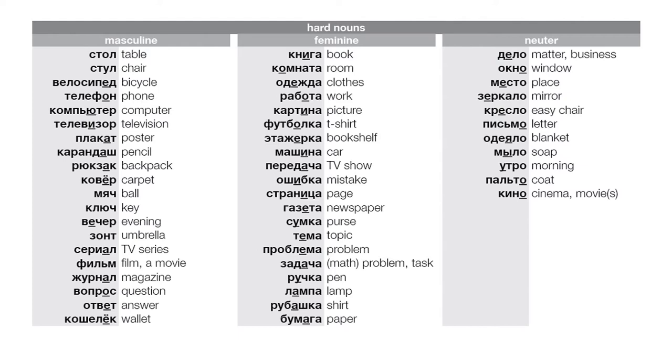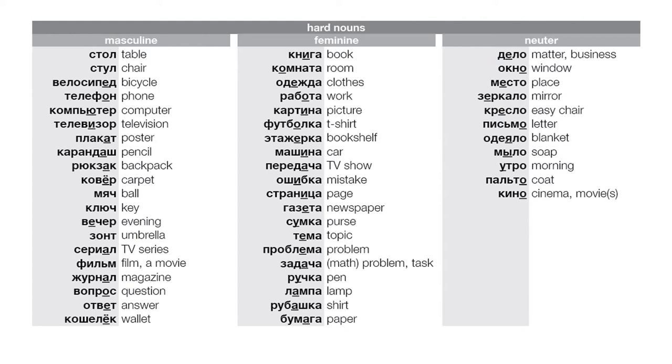Okay, a couple of other phrases. Мне надо идти. Literally, for me, necessary to go. Right, I've got to go. Мне надо идти. And finally, до завтра. До завтра. Literally, until tomorrow.